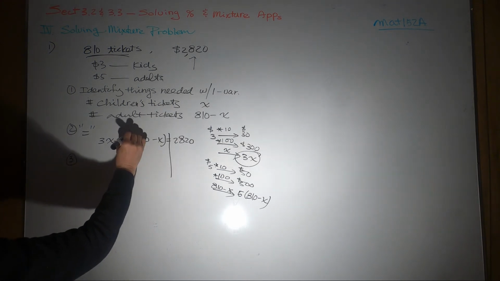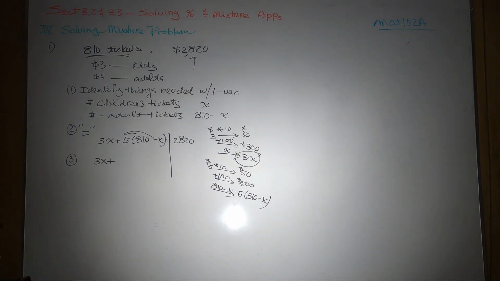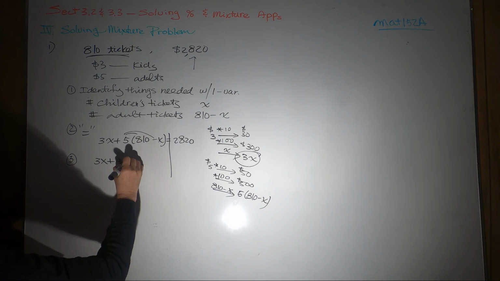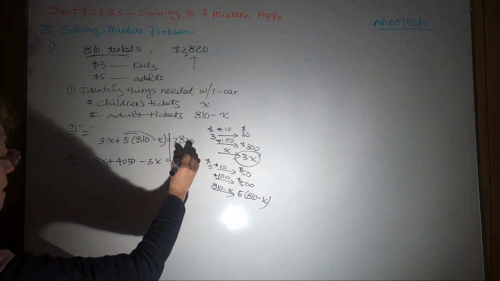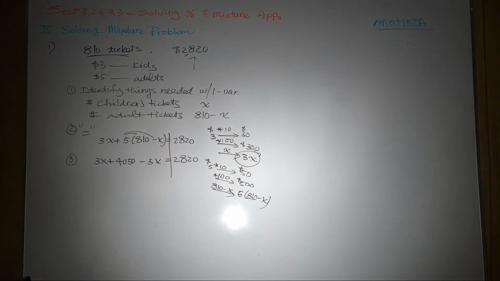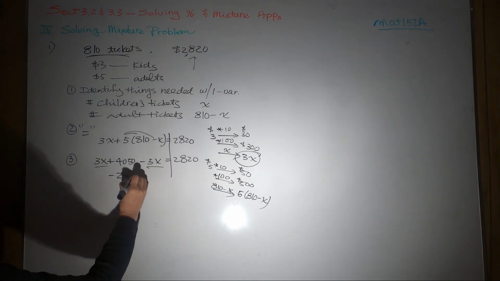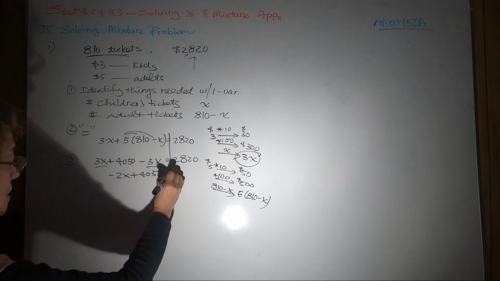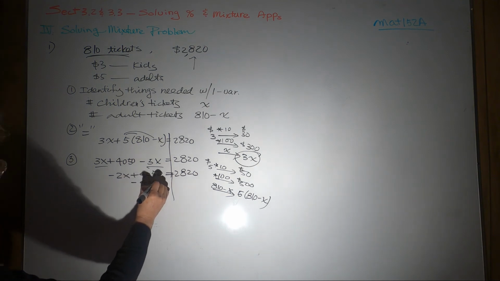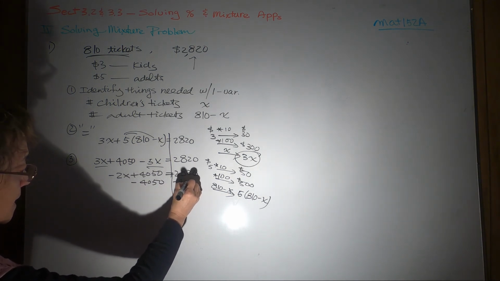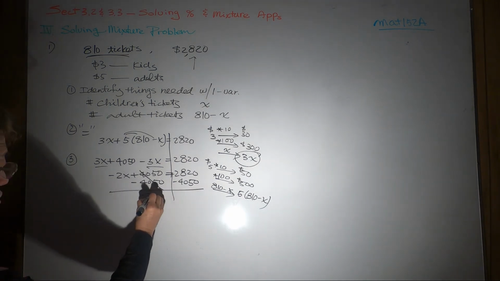So, we distribute them. So that would be 3X. 5 times 810 would be 4050, right? Minus 5X equals what? 2820. Then we solve our linear equation. Combine like terms. Negative 2X plus 4050 equals 2820. Then get the variable to one side, get the number to the other side, right? So we have negative 2X.